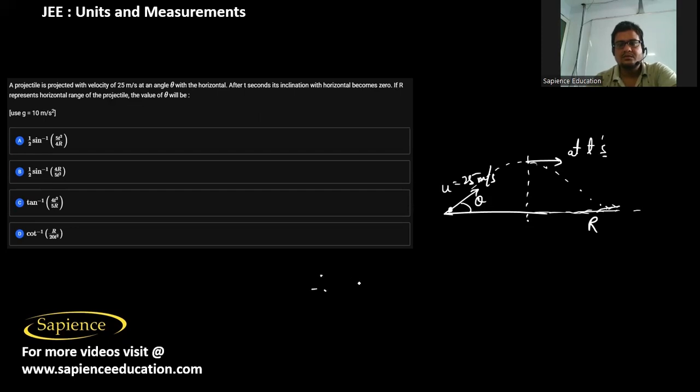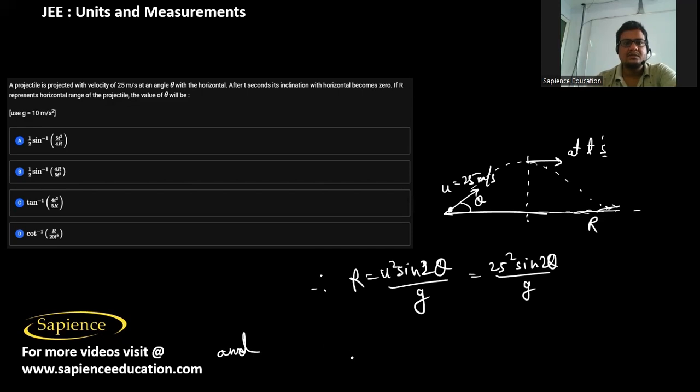So therefore, r equals u square sine 2 theta by g. That will be 25 square into sine 2 theta by g. And at t seconds, it reaches the maximum height. So the value of the angle theta with the horizontal at any time t is given as tan theta equal to vy by vx.